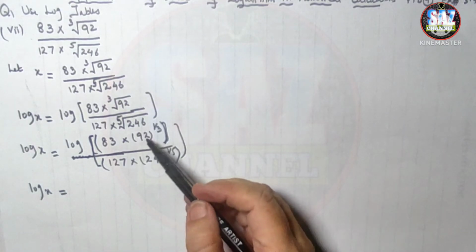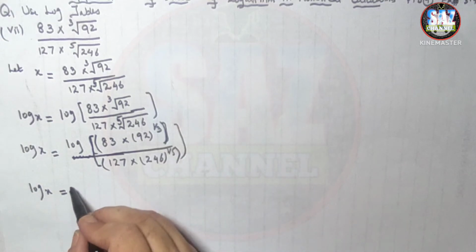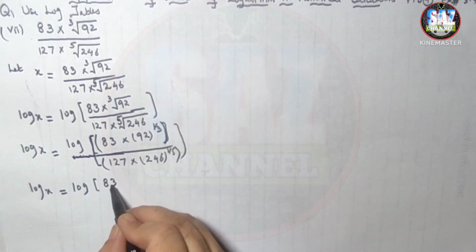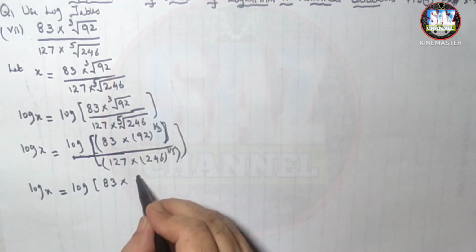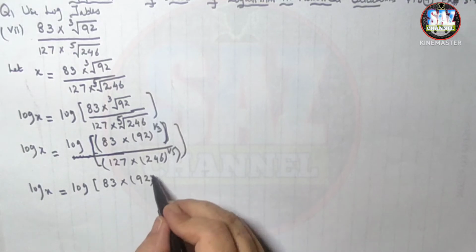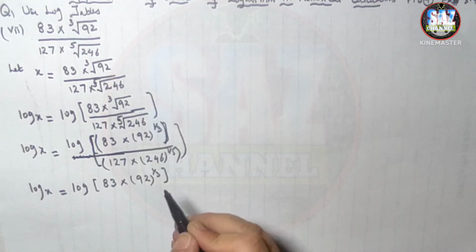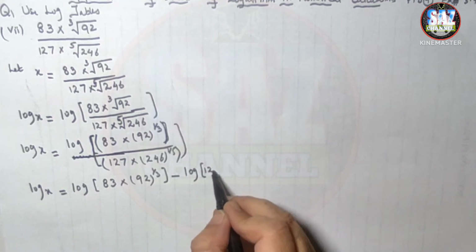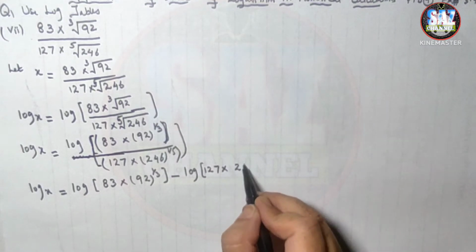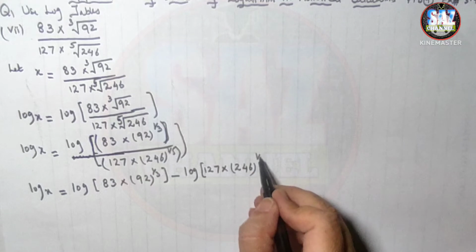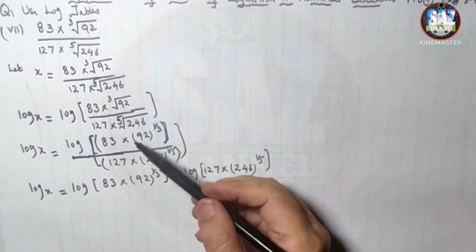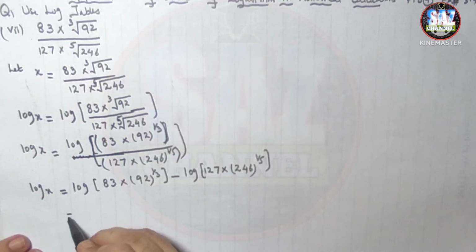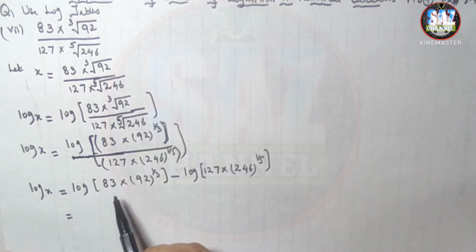Now, log of x. First of all, I am going to apply the division law on the fraction. So it will become log of 83 multiplied by the cubic root of 92, that is 92 to the power 1 by 3, minus log of 127 multiplied by 246 to the power of the fifth root. Now on the fraction I have applied one of the laws, and you can see that each bracket is first containing the product of the terms.